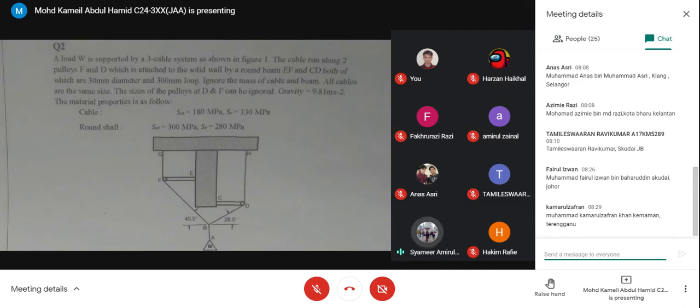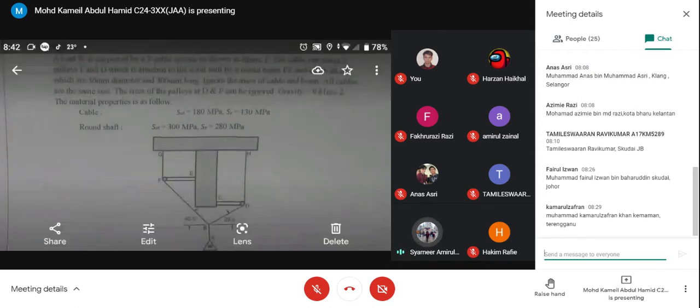The material properties are as follows. For the cable, the SUT is 180 megapascal and the SY is 130 megapascal. For the round shaft, the SUT is 300 megapascal and the SY is 280 megapascal.